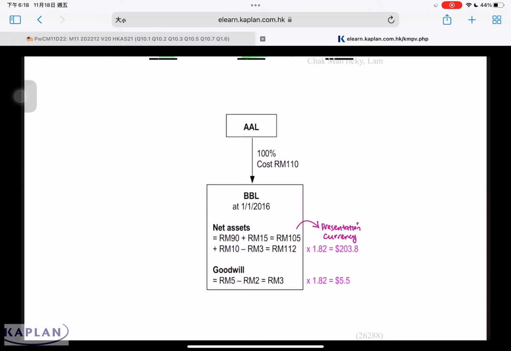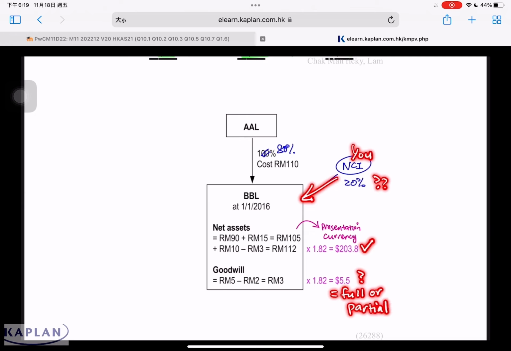For this question, it's straightforward because it's 100% owned. If this question is not 100% owned, for example, it's 80% owned, that means there's this party called NCI, 20%. What does 20% NCI mean? Assuming you are the shareholder of this company with 20%, what do you share? You will definitely share these net assets. But do you share the goodwill? Depending whether this goodwill is a full goodwill or partial goodwill.